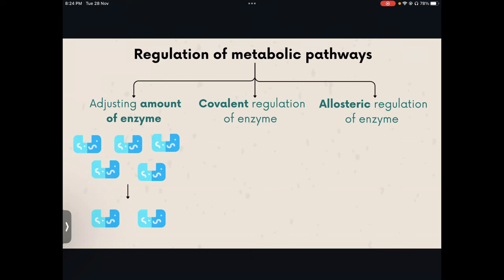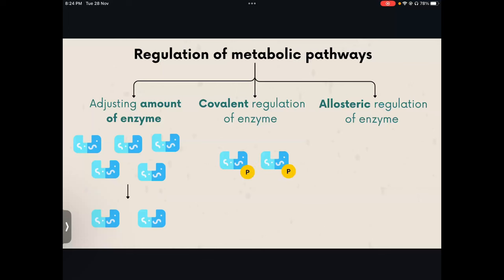So this would be more of a long-term sort of alteration. You're changing the number of enzyme molecules that are present. And so this obviously will cause an effect on the rate at which the reaction is carried out. So this is a way you regulate it.